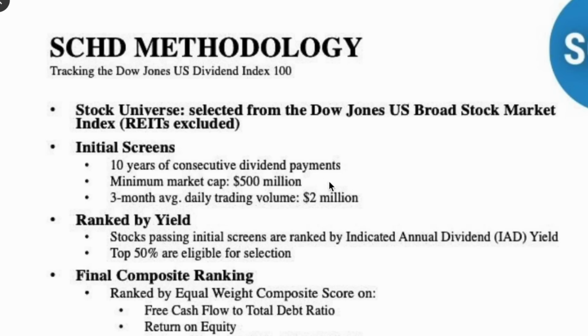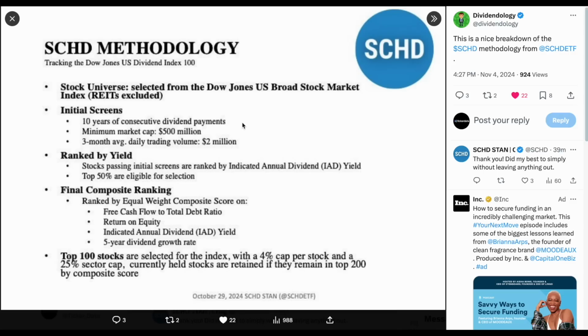Now, the next one is minimum market cap of about 500 million. This is a good one as well. And then we can see 3-month average daily trading volume about 2 million. So you just want to make sure there's adequate liquidity there. Now, after these 3 initial screens, we can see all the stocks are ranked by yields. And after they're ranked by yield, only the top 50% are eligible for selection. And this is what helps SCHD have a higher than normal starting dividend yield.